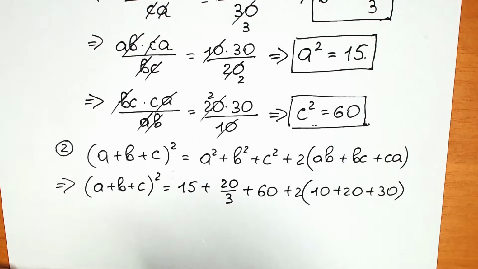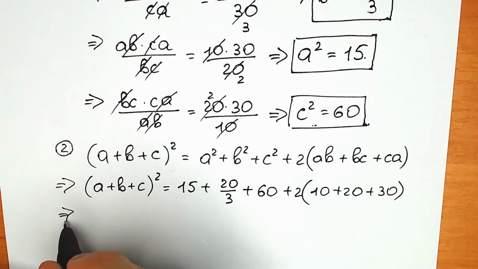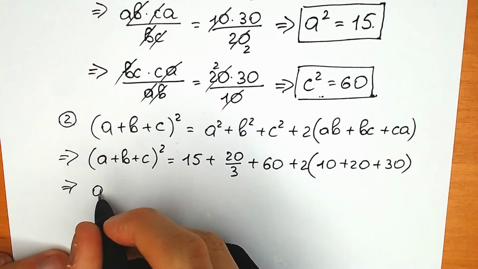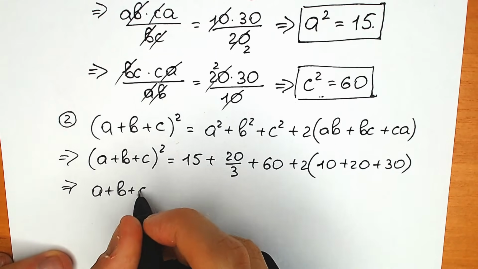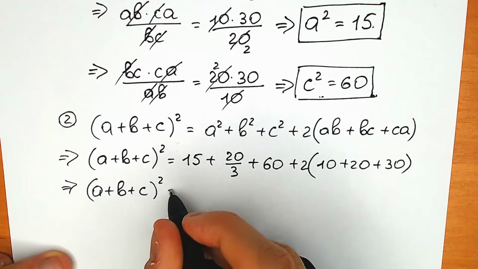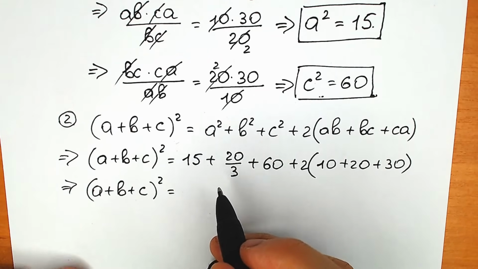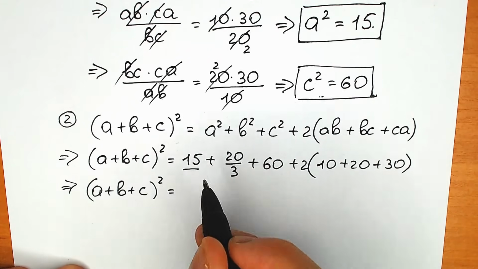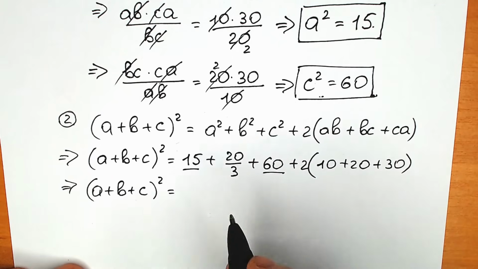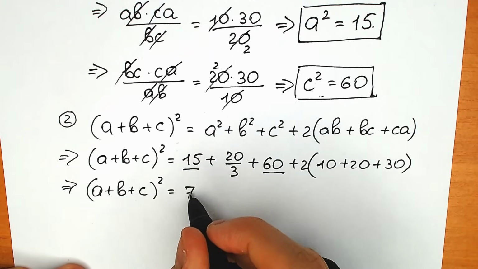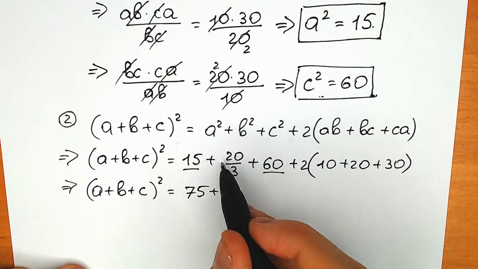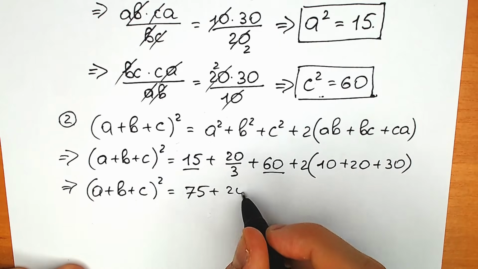Let's simplify this a little bit. So we don't need to touch this expression on the left side. So let's just rewrite it. So we have A plus B plus C to the second power. But let's look closely. What do we have right here? We have a long and complicated expression. First of all, we can easily add 15 plus 60. From here, as a result, we have 75. Yes, we have 75 plus. I just want to leave this fraction real quick. So plus 20 over 3.